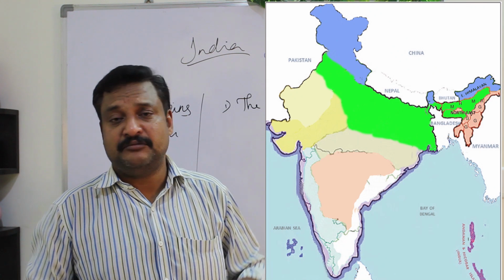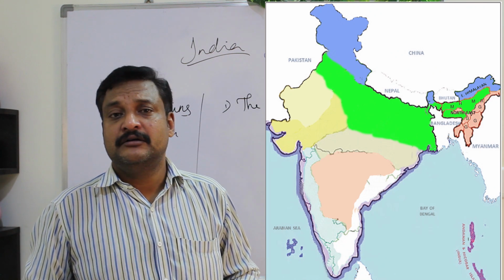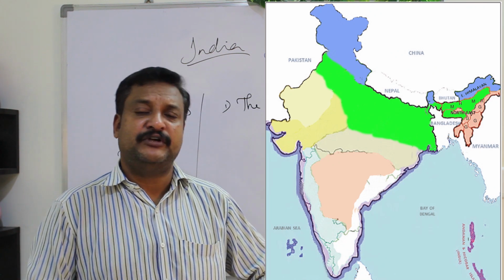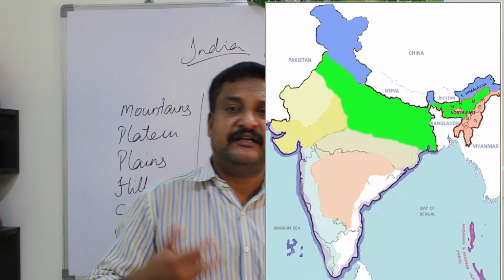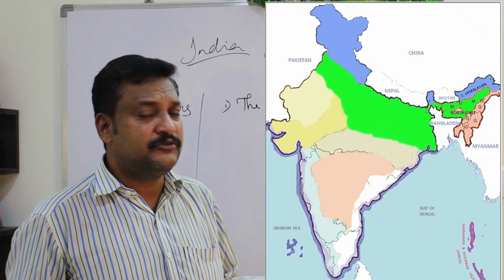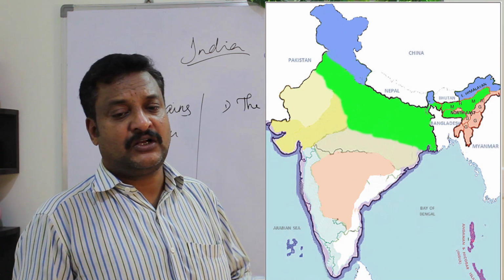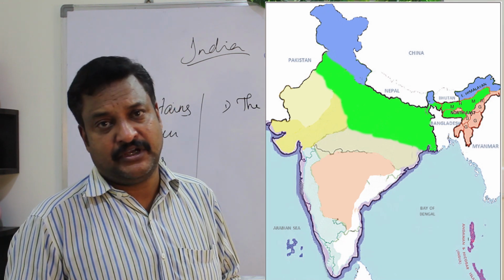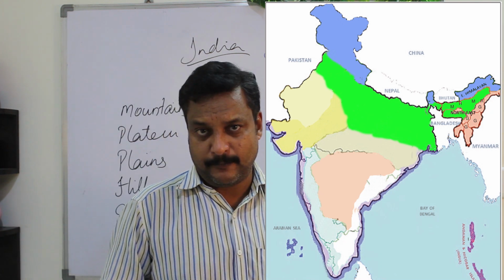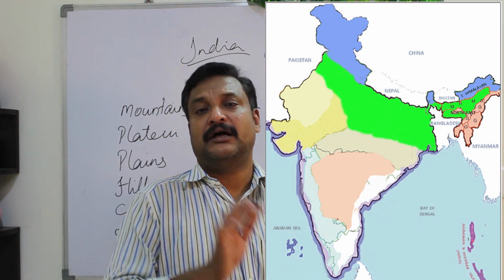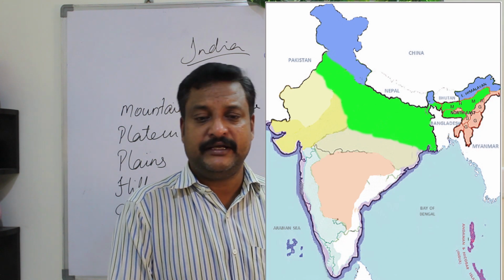Now look at the map over here. The northern part of India is of continuous huge mountain ranges. So what is the name of those mountains? Yeah, they are called the Himalayas. So that is the first physical division of India, the Himalayas.